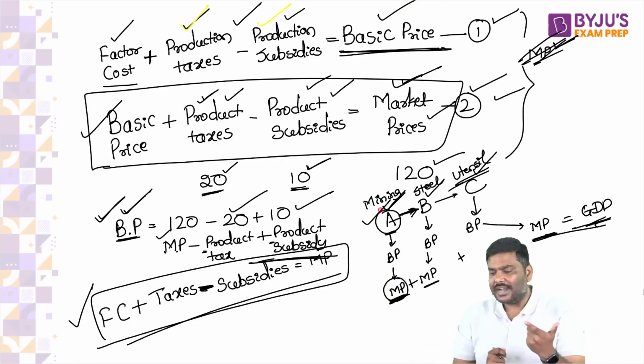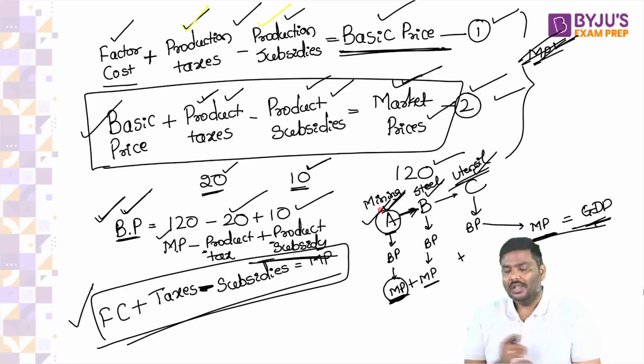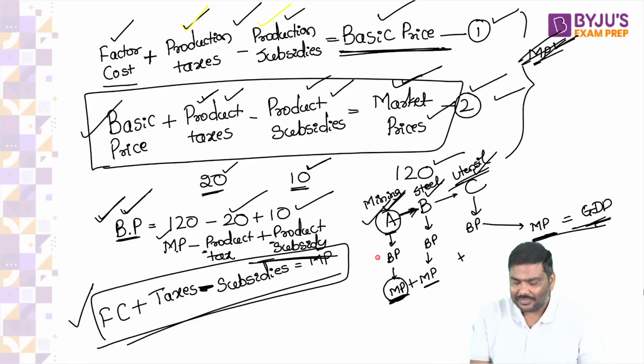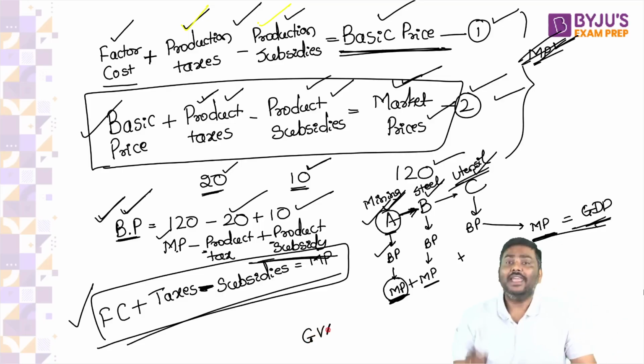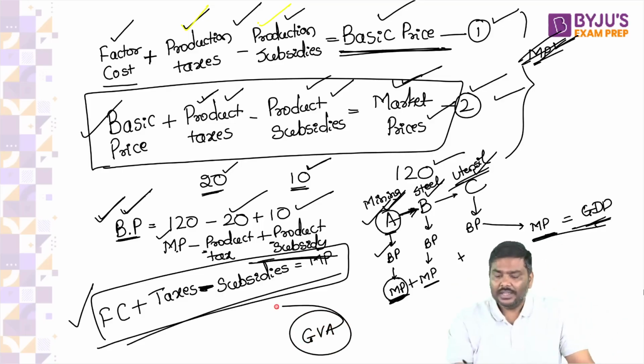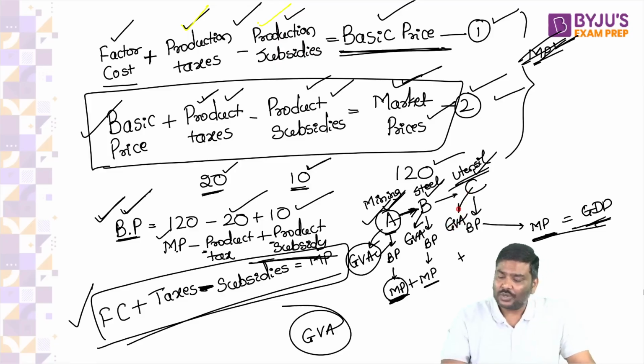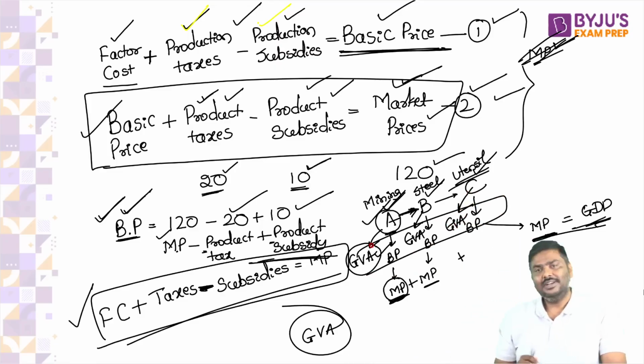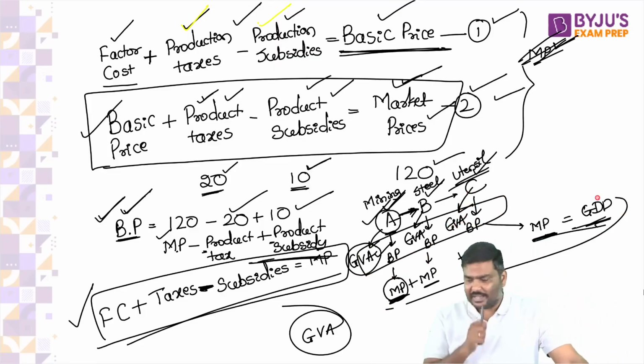I hope you understand. So what will we have to do now? Can we basically start with gross value addition then? Let me know. Can I calculate gross value addition done by company A? Gross value addition done by company B? Gross value addition done by company C? And then use this to calculate market prices. Does it make sense now?